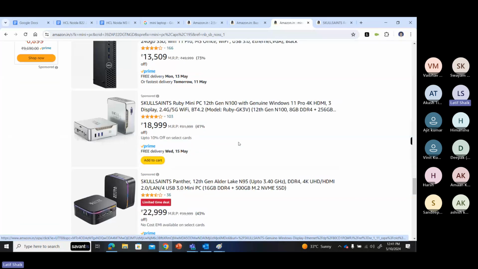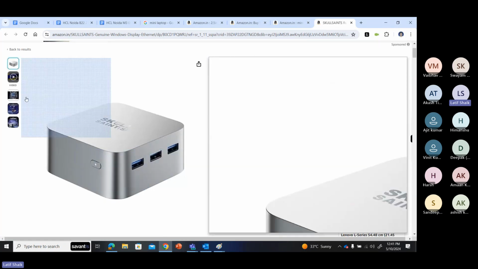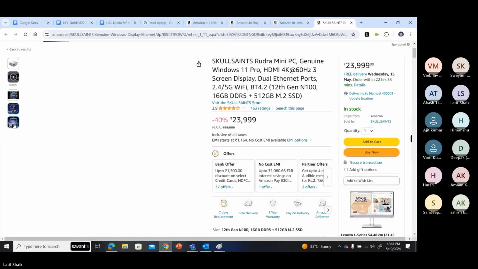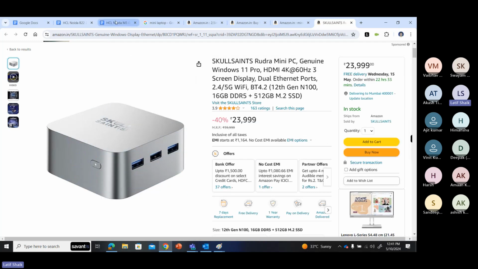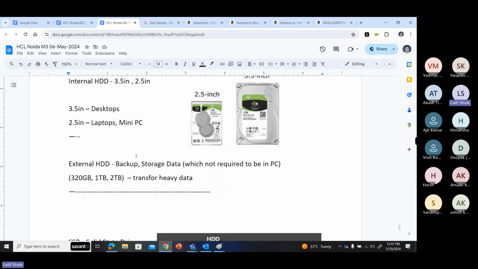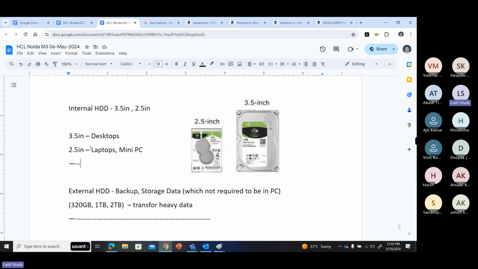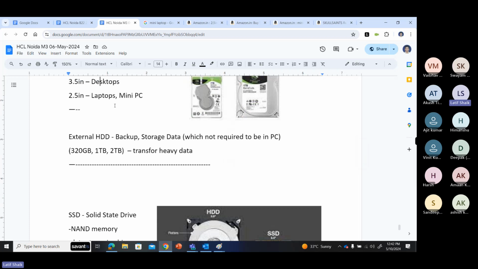Some are empty, you can insert SSDs, or you can simply take this box and connect it to your keyboard, mouse, and monitor. You should just connect it and you can start working on it. It's very small in size. So 2.5 inches for laptops and mini PCs, 3.5 inches for desktops. If you don't get what a mini PC is, remember: 3.5 inches desktop, 2.5 laptops.